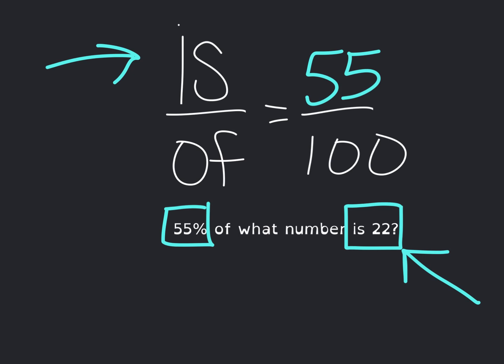Okay, so I'm going to go through. And again, 22 is my is. So I'm going to erase the word is, and I'm plugging in my formula. So instead of the word is, I'm now going to write the number 22.